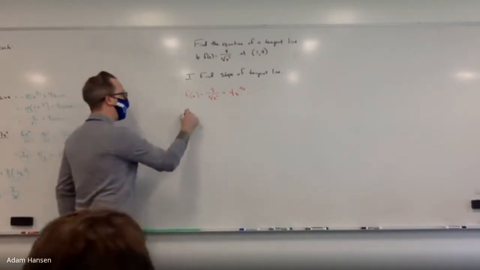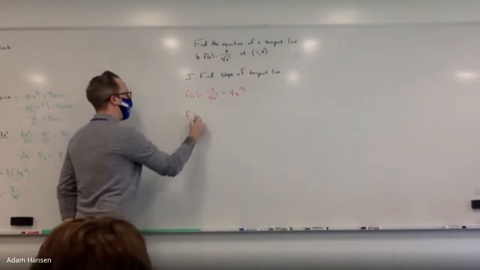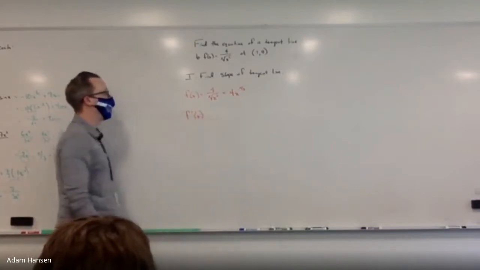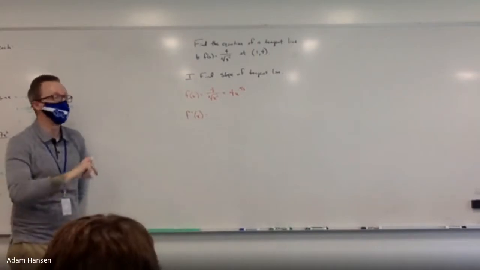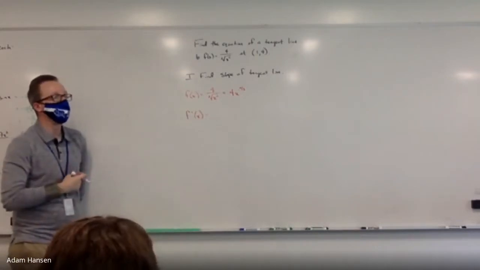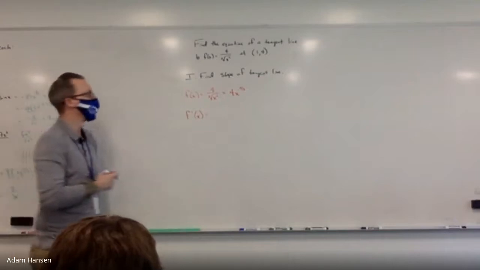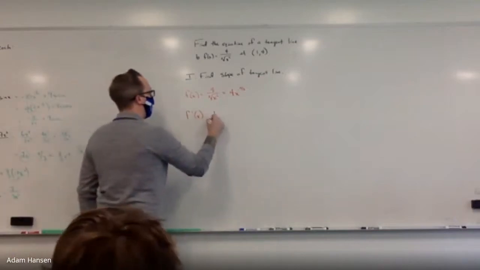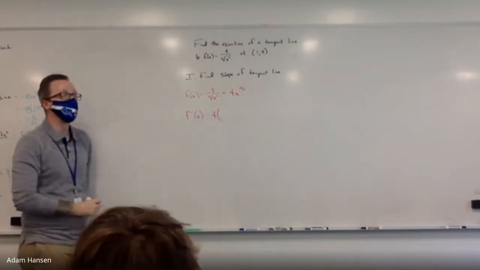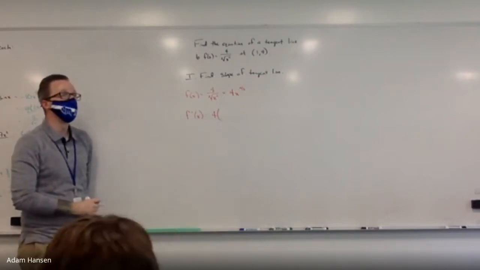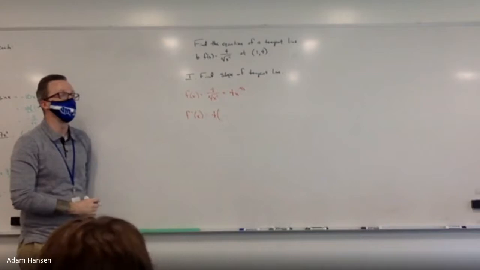Now we need to find the derivative. What is f prime of x? What is the derivative of function f of x? This will be the equation that will tell me the slope of the graph at any one point that I need. So bring down the 4. What's the derivative of x to the negative 2/3? Use the power rule.